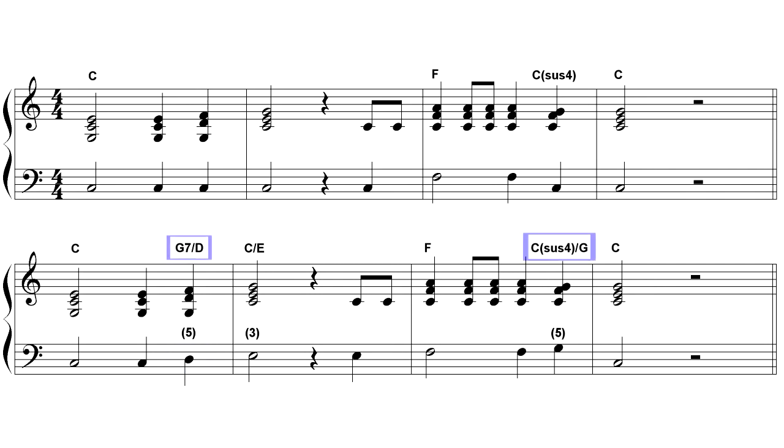As you can see, the convention for specifying bass notes other than the root uses the chord name followed by a slash, then the bass note. This is pronounced G7 over D and C sus4 over G.